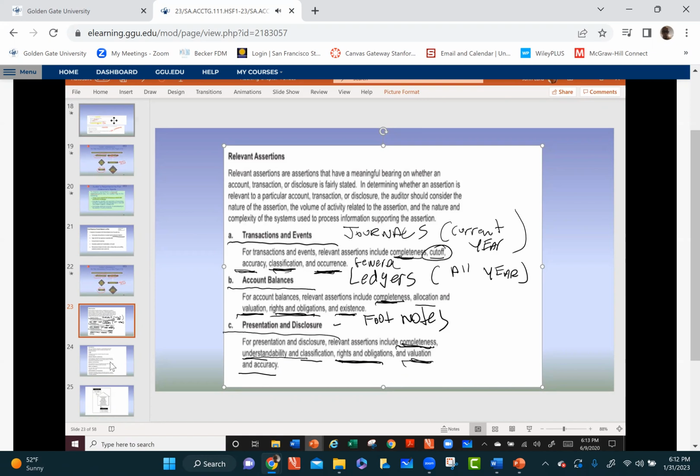And then you're going to keep this discussion in mind as we go through the account balances, as we move forward in the class. When we look at a particular account, it's not memorizing a bunch of procedures that relate to that account. It's understanding how to audit these assertions.